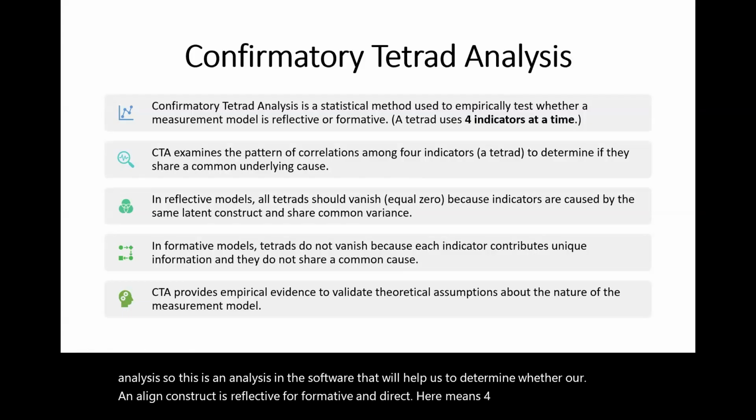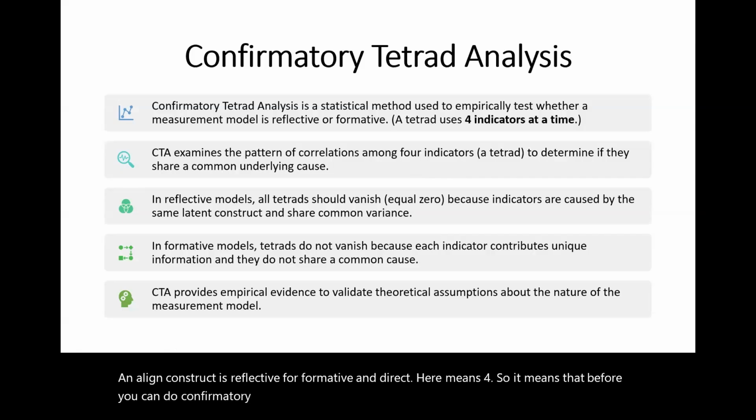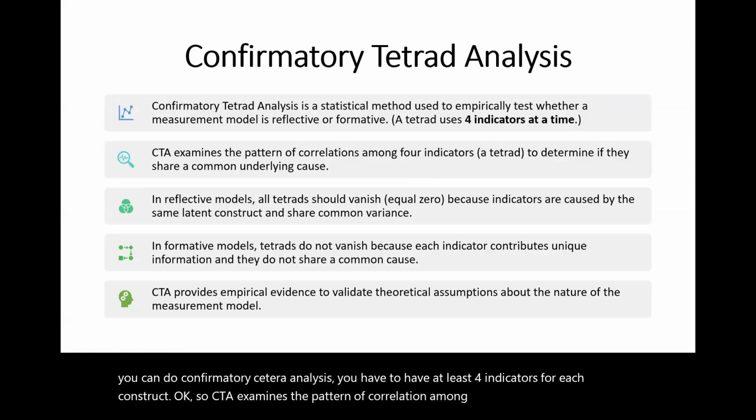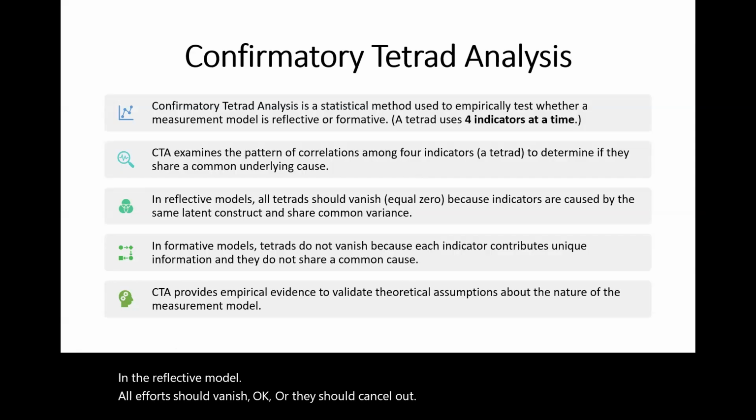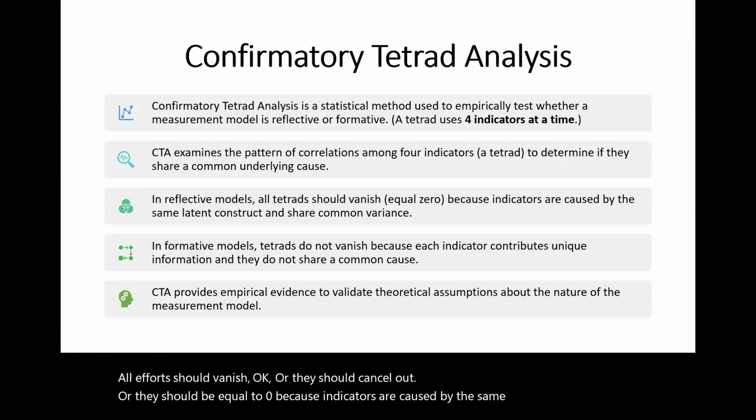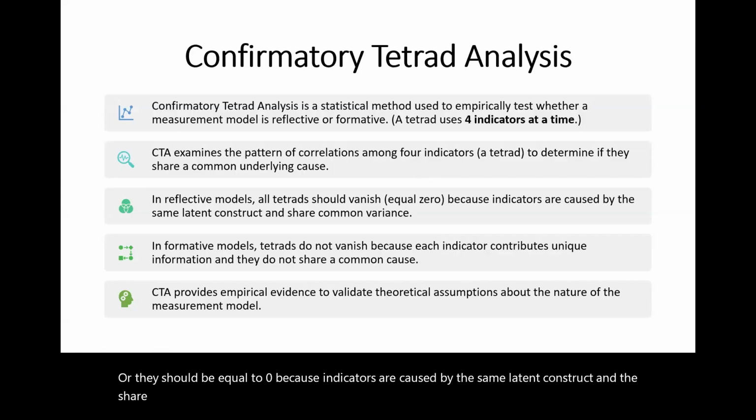So before you can do confirmatory tetrad analysis, you have to have at least 4 indicators for each construct. CTA examines the pattern of correlation among 4 indicators at a time, to determine whether they share a common underlying cause. In the reflective model, all tetrads should vanish, or cancel out, or be equal to 0, because indicators are caused by the same latent construct and they share common variance. So the variance should cancel out, or be equal or near to 0.